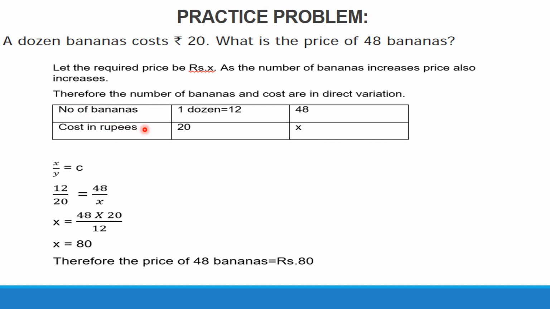That is X. What is the formula? X by Y equal to C, constant. That is same. 12 by 20 equal to 48 by X. Next, cross multiply. X into 12 equal to 20 into 48. Therefore, X equal to 48 into 20 divided by 12. You cancel it. 1 12 is 12, 4 12s are 48. 4 into 20 equal to 80. Therefore, the price of 48 bananas equal to rupees 80.